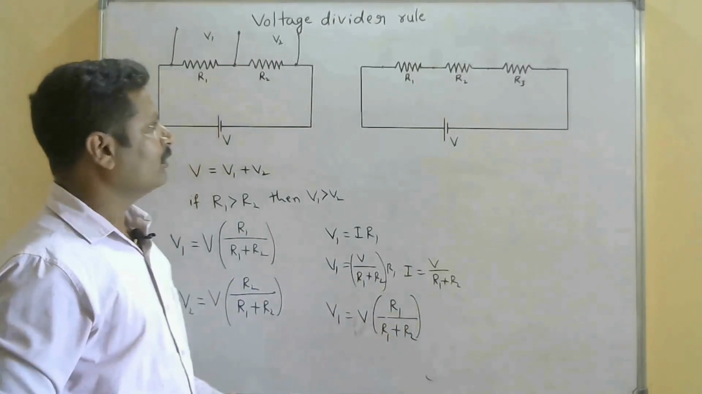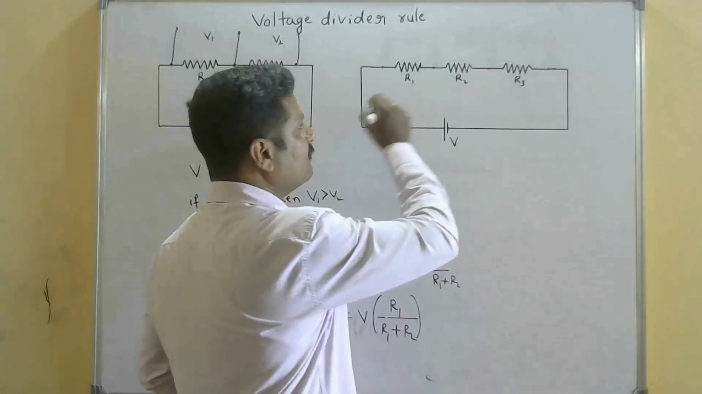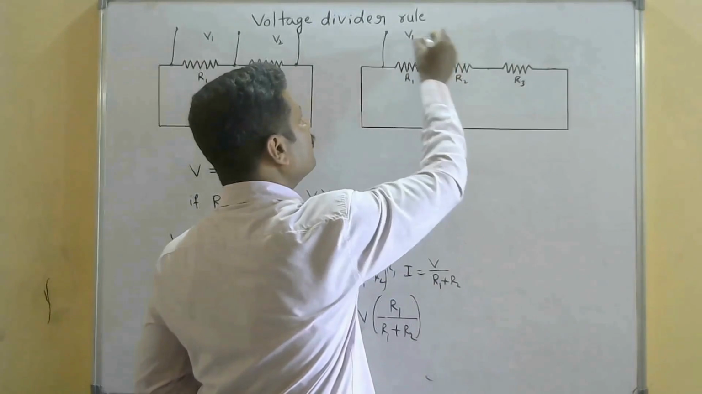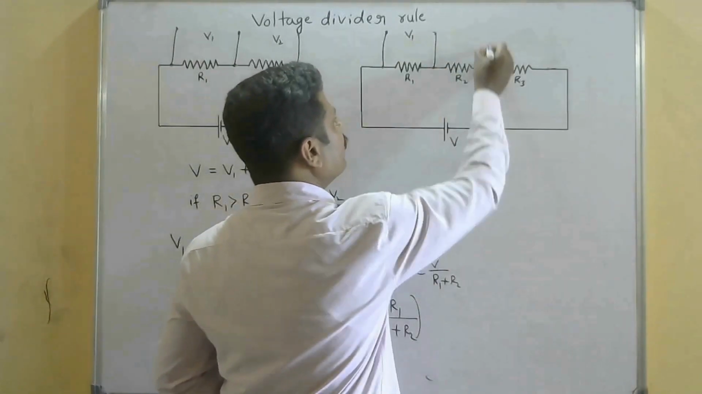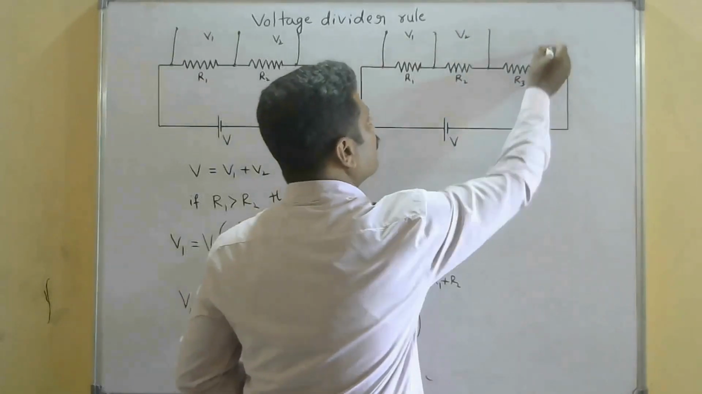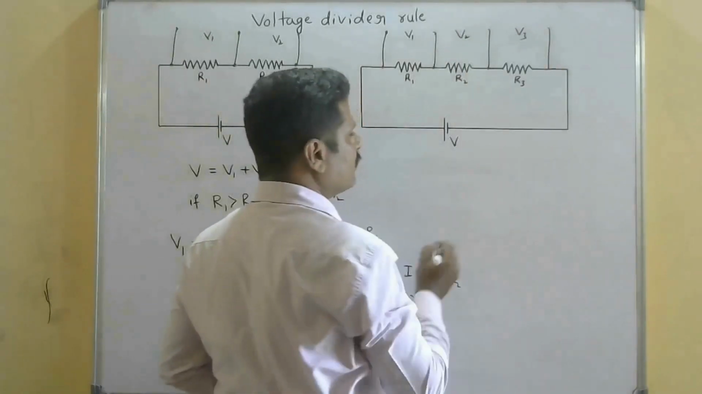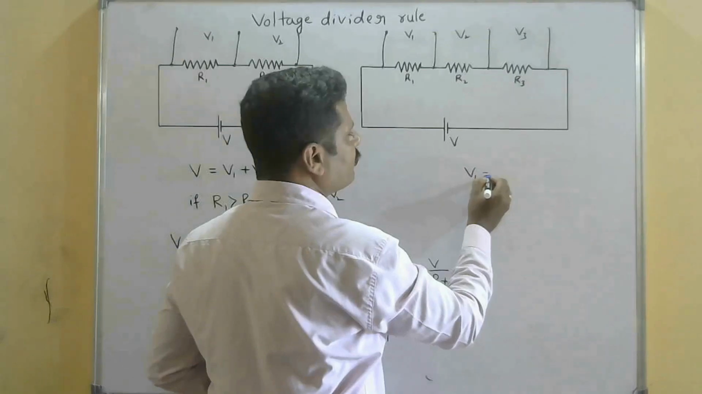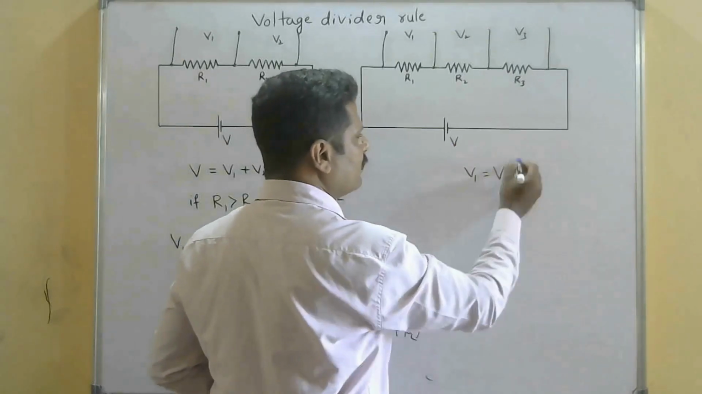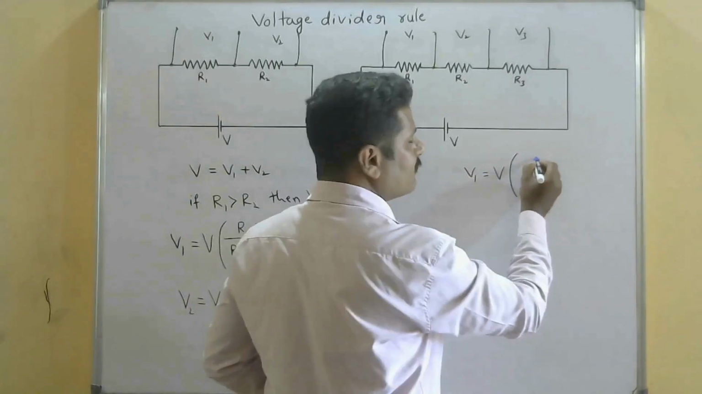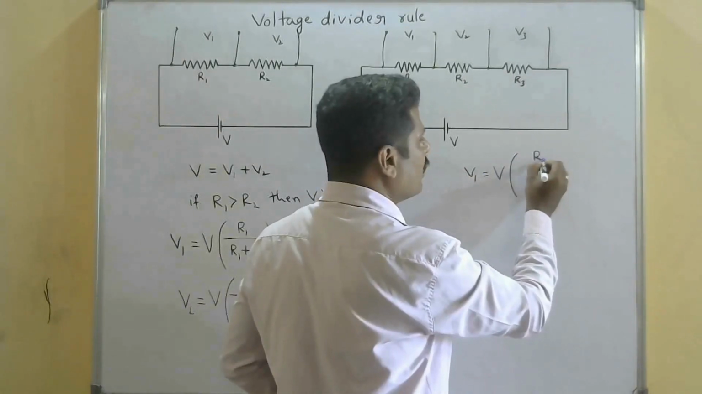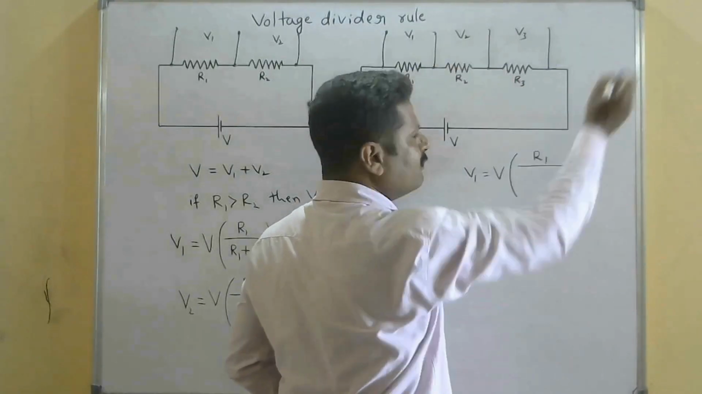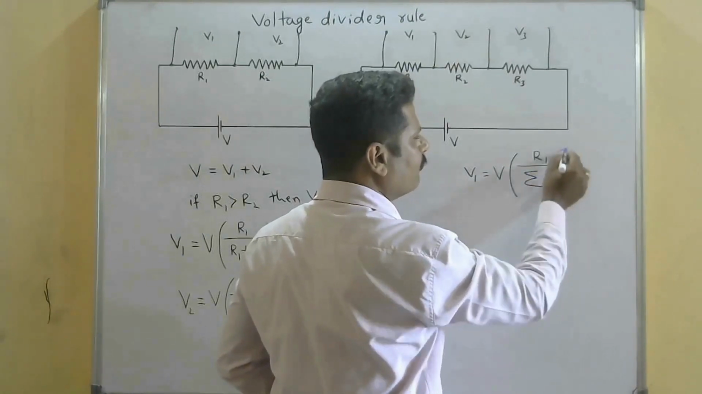Suppose there are three resistances connected in series, then we can take directly. Let me consider V1 is the voltage drop across R1, V2 is the voltage drop across R2 and V3 is the voltage drop across R3. Then according to the voltage divider rule, V1 is equal to the total voltage applied across the combination times the resistance across which voltage is to be determined, that is R1, divided by the sum of the resistances. If there are n number of resistances, then we take the summation of R.